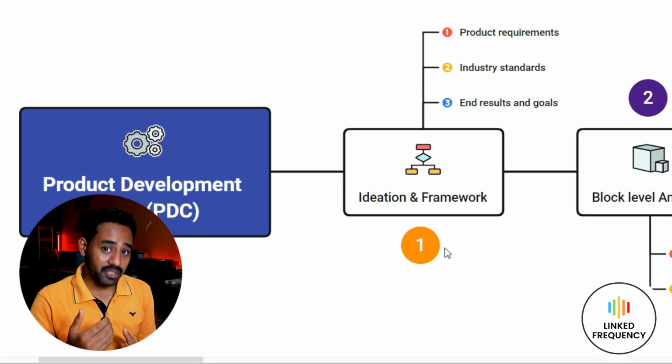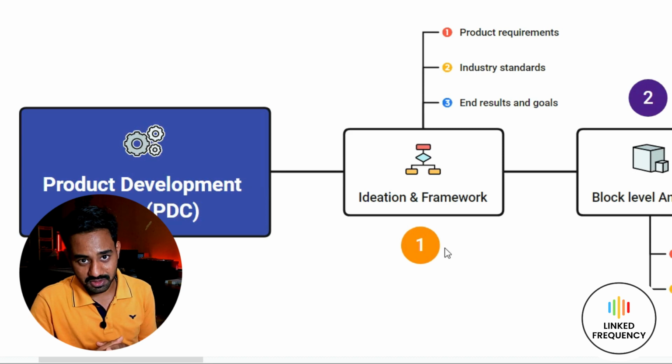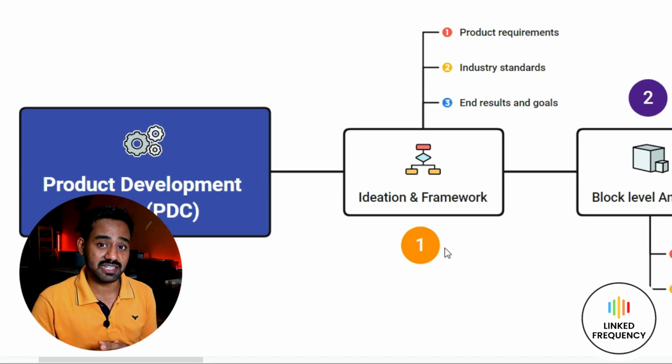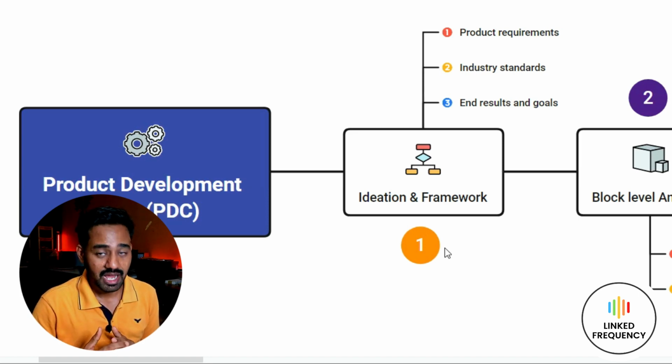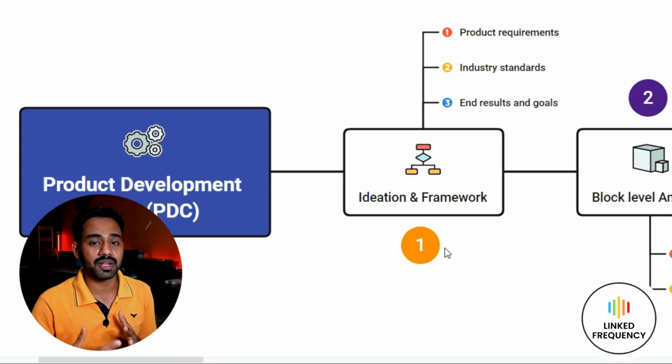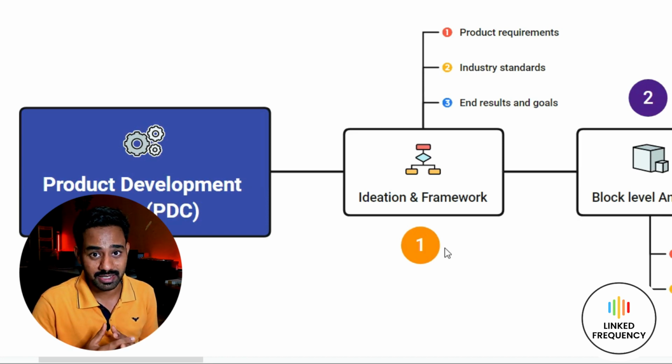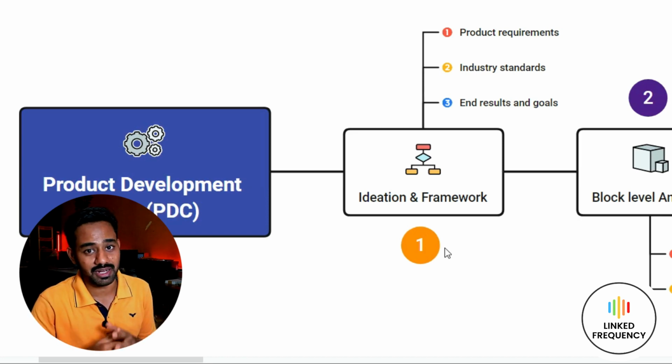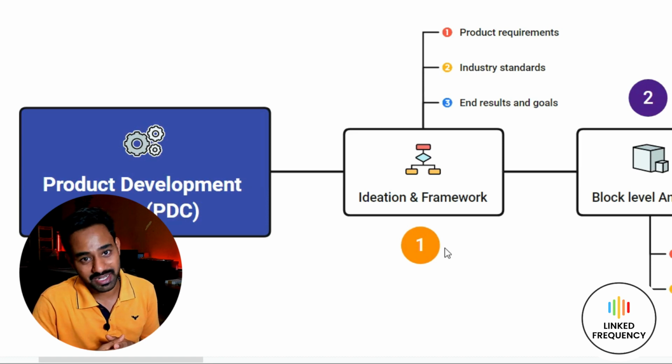The second important thing that we do in our ideation and framework stage is industry standards. What are the industry standards running in the market right now and how can we cope up to those standards? How can we make sure that our product is eligible for the global market, beyond the territory where we are living and where we can sell by default?